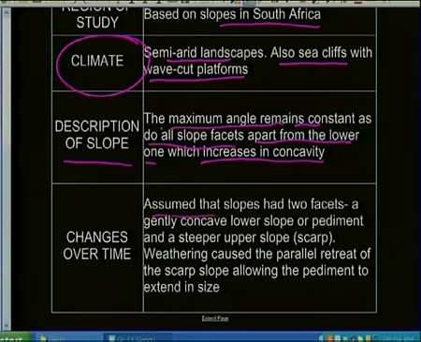What changes did he notice over time? He assumed that the slopes had two facets, a gently concave lower slope or a pediment and a steeper upper slope, which we will refer to as a scarp, also termed cliff. Weathering caused the parallel retreat of the scarp slope, allowing the pediment to extend in size. Again, this theory largely influences our understanding of the four slope elements. These three theories help us better understand how slopes have resulted in the crest, the cliff, the talus, as well as the pediment.